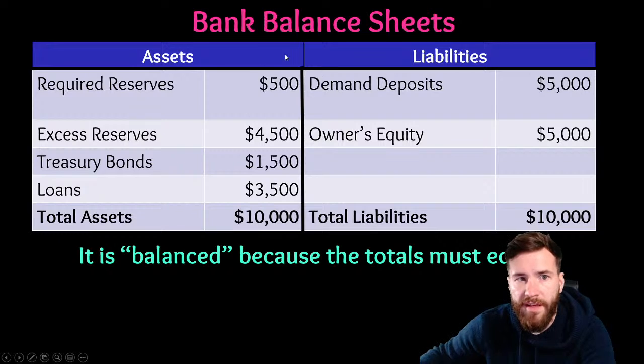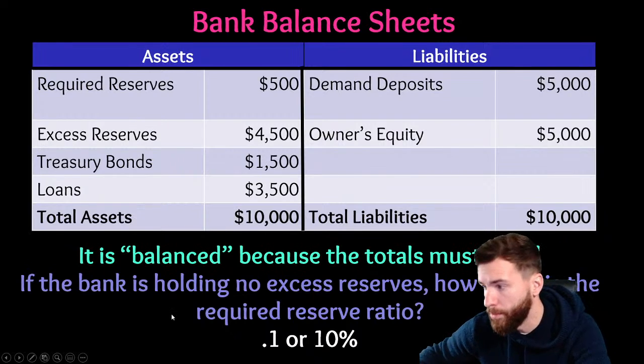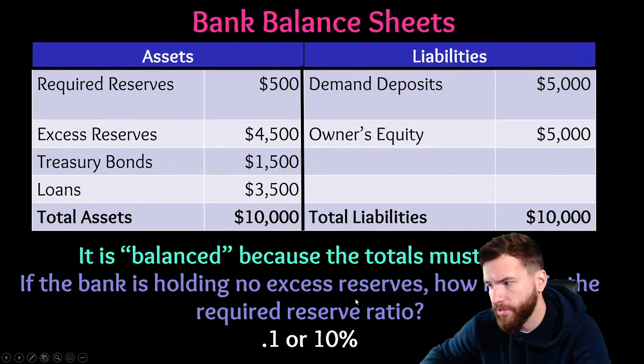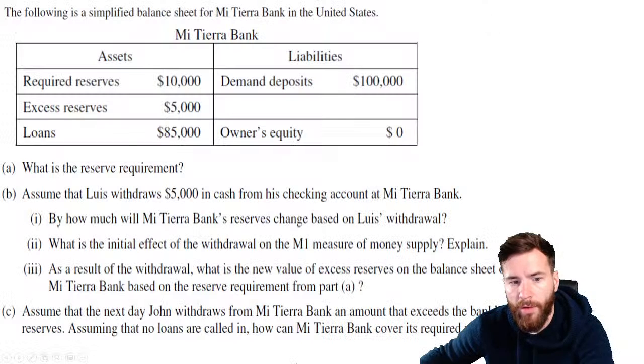Well, you just take the required reserves divided by demand deposits. So 500 divided by 5,000 is 10%. So the required reserve ratio is 0.1, or 10%, because usually on a bank balance sheet you're going to be asked questions to identify the money multiplier. You're going to use the money multiplier to answer a lot of questions that you saw yesterday. The money multiplier in this case would be 1 divided by 0.1, which is 10.